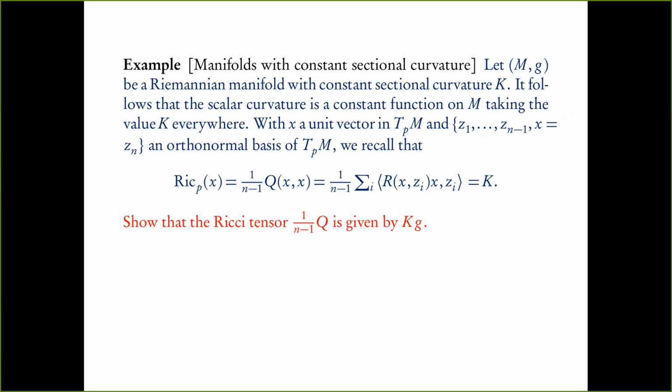Okay, so everything is constant. Once you have constant sectional curvature, the scalar curvature is constant, and the Ricci curvature is constant.